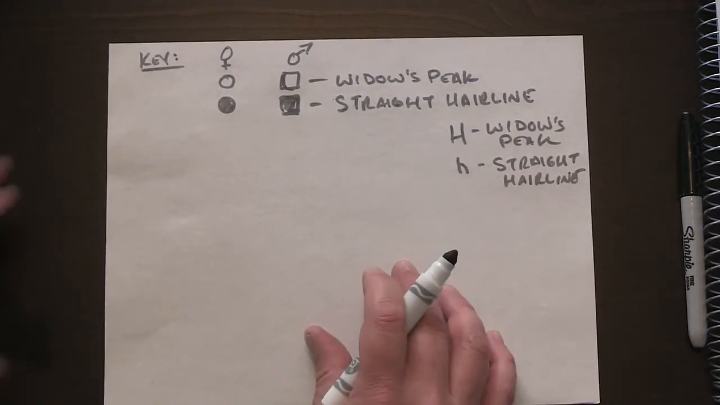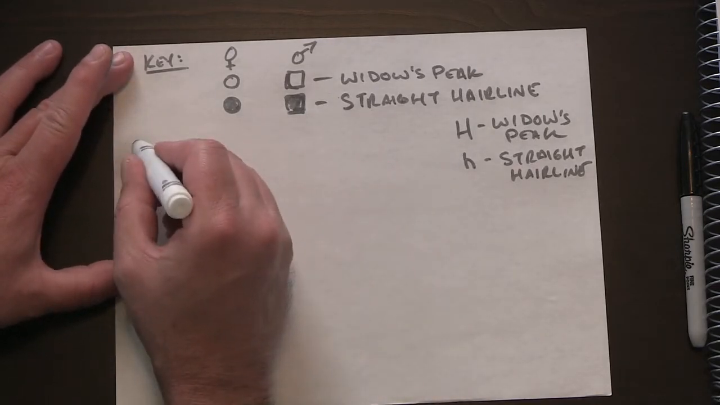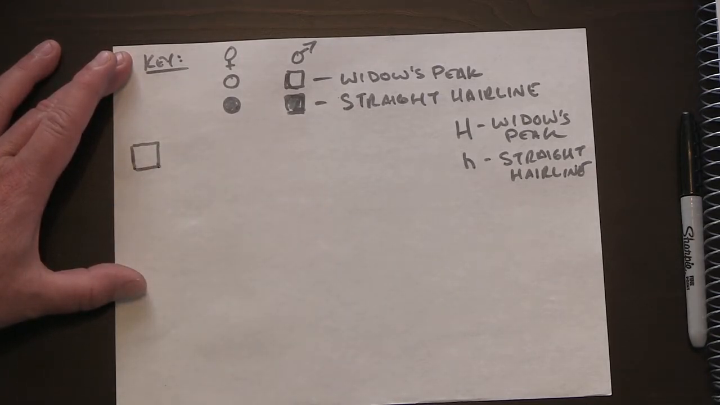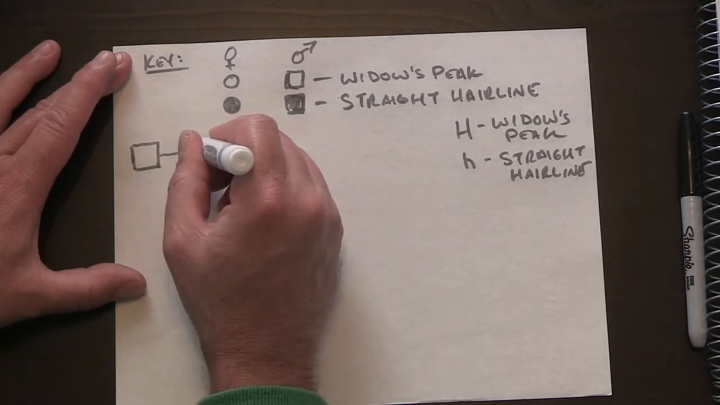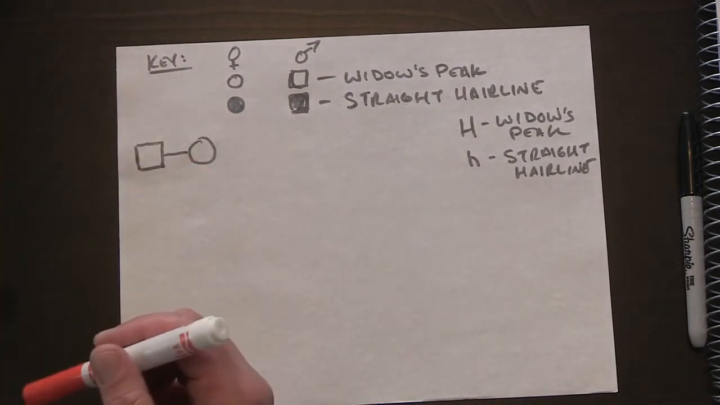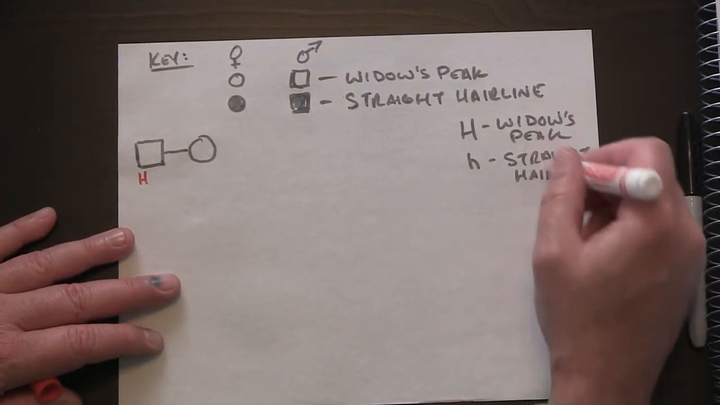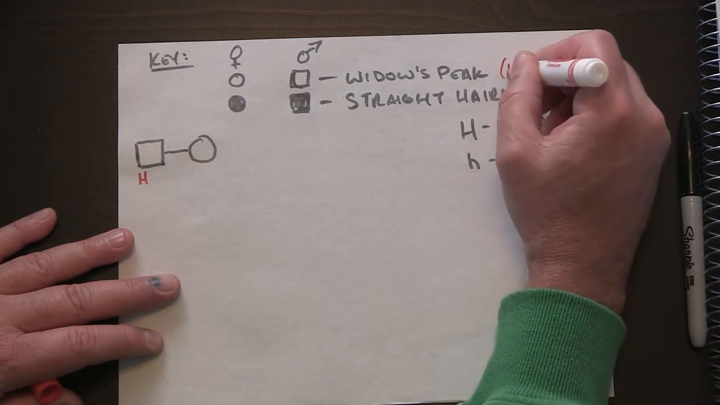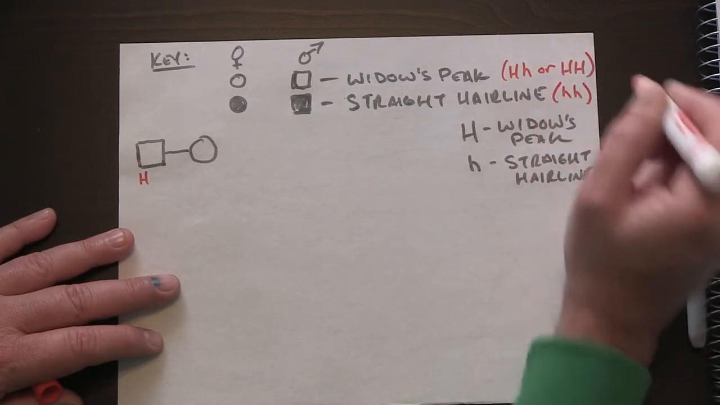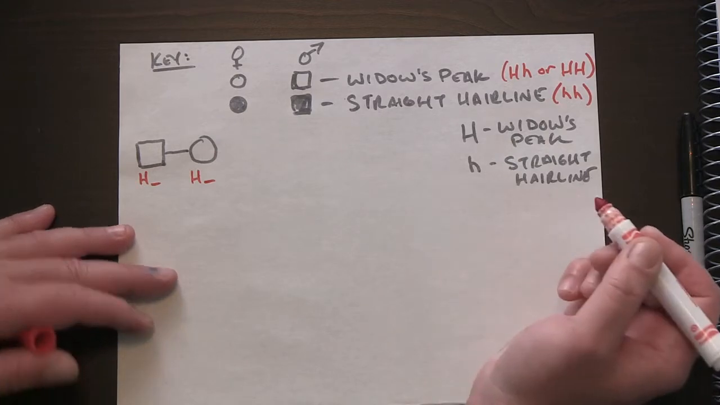So I think I'll have room here. So let's just start with one generation, and we'll have a male with a widow's peak, and he is married to a woman, female, with a widow's peak too. So what are their genotypes? We don't know yet. If they have straight, then they have to have little h, but if it's widow's peak, it could be either HH or big H, little h, and the straight hairline has to be little h, right? So let's just say we don't know for right now. And the wife also, big H, we don't know.